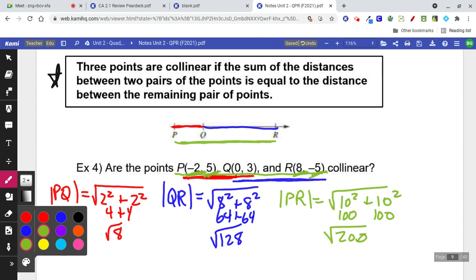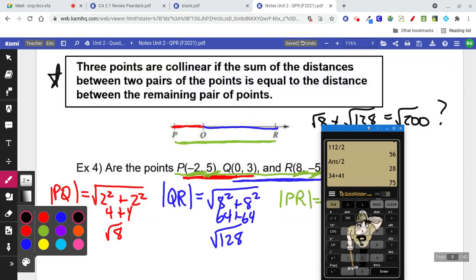Okay. Now, people are going to mess this one up because they're going to do what we did on the last one, and they're going to just ignore the square roots, and they're going to say 8 plus 128 does not equal 200. But that would be wrong. That's not what we want. We want the square roots. I don't know what the square root of 8 is, and I don't know what the square root of 128 is, and I definitely don't know what the square root of 200 is. But you've got to ask yourself that question. So I might want a calculator for that.